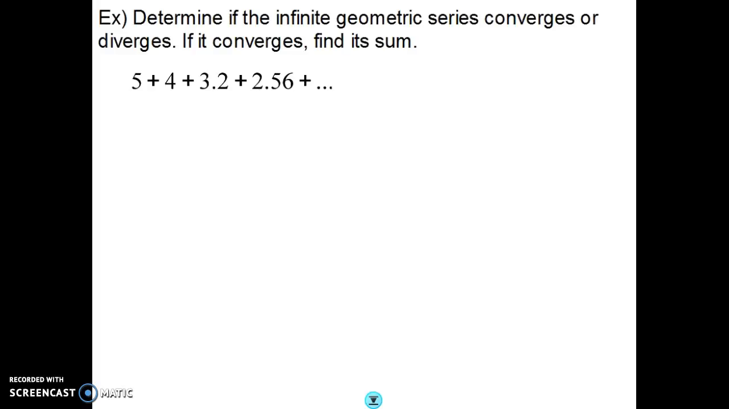So first, that means we have to find r. Well, we can find r by doing a sub 2 divided by a sub 1, which is just 4 divided by 5. Well, 4 divided by 5, the size of that, or the absolute value of it, is indeed less than 1. So that means that this converges.